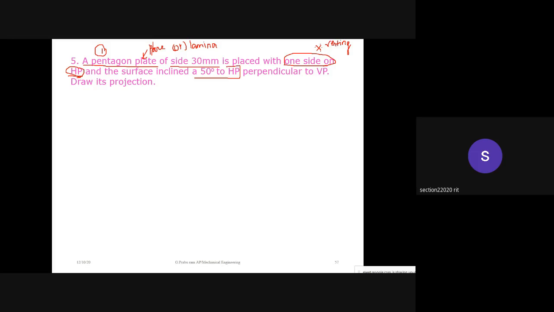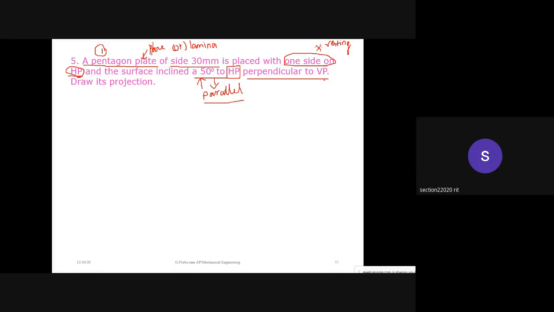It is very important. I told in my previous class, if it is inclined to HP, definitely it should be parallel. It should be parallel to HP. So it is a thumb rule. If it is parallel, then only it can be inclined. And it is given as perpendicular to VP. So it is to be understood by you.